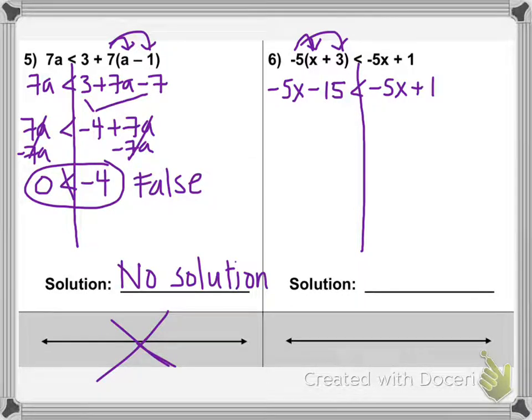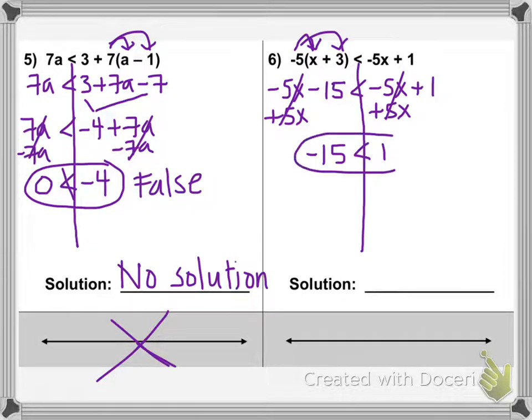Now we're going to get our variable terms on the same side. Let's move that negative 5x on the right to the left by adding 5x to both sides. When I add 5x to negative 5x, I get 0, and that's the same on both sides. So just like number 5, my variable terms have disappeared. Let's bring down what we have left and see what we got going on. We've got a negative 15 on the left. We've got a less than symbol. We've got a positive 1 on the right.